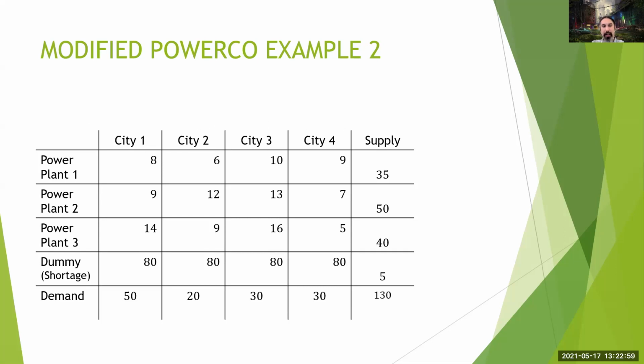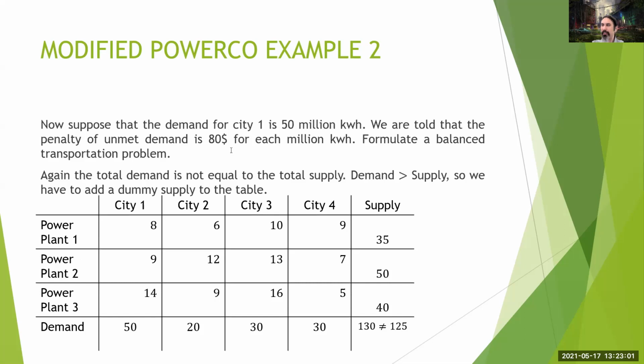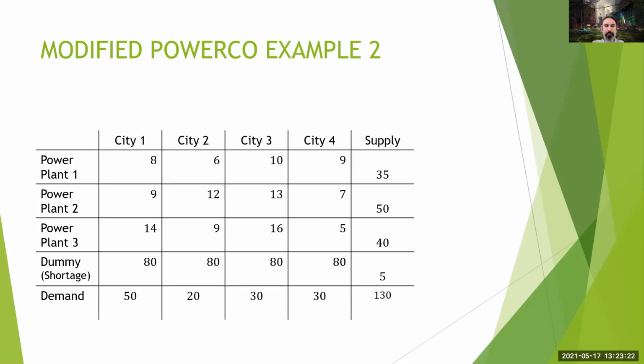And check the question, it's changed as well. We are told that the penalty of unmet demand is $80 for each million kilowatt hours. So if you don't meet a demand, we pay $80 for each million kilowatt hours. Now we know that we're not going to meet 5 million kilowatt hours, so we're going to pay 5 times 80 for sure. But this 80 could have been different for each city.